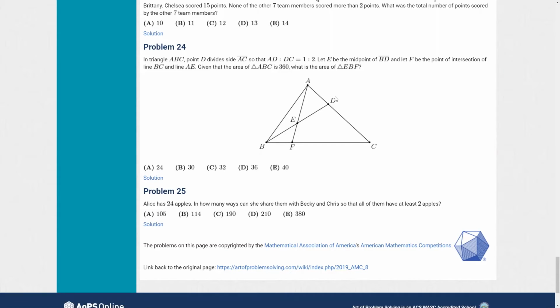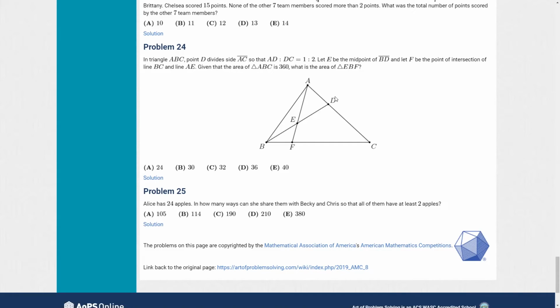So we've got problem number 24. In triangle ABC, point D divides side AC so that AD to DC is 1 to 2. Let E be the midpoint of BD and let F be the point of intersection of BC and line AE. Given that the area of ABC is 360, what is the area of EBF? Right, so there's a lot of information here and this question is very complicated.